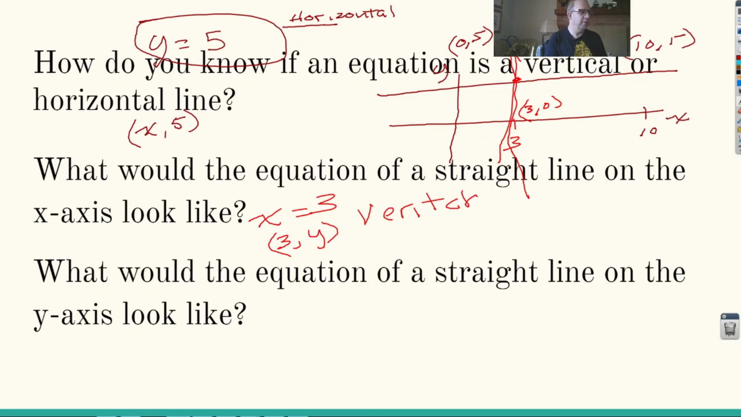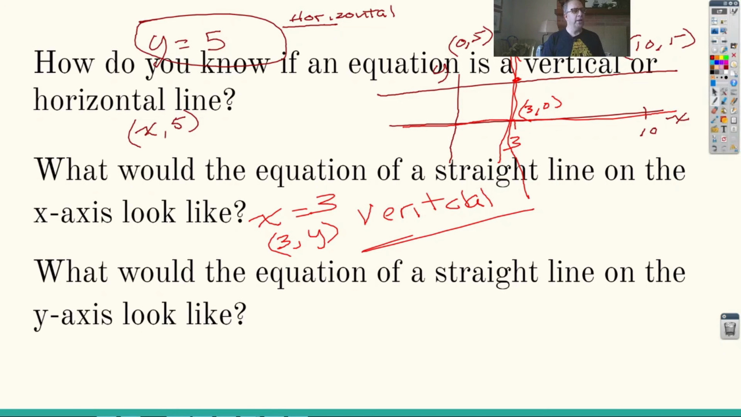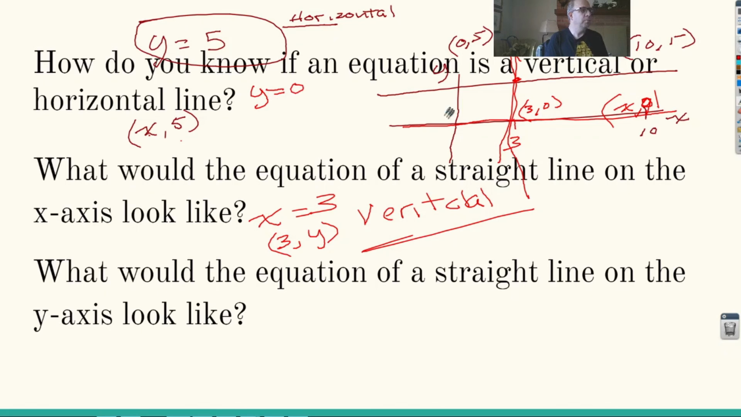Vertical line. Okay. So what would an equation of a straight line on the x-axis look like? The x-axis is here. That means x could be any number, and y is always 0. So x could be any number, y is 0. That would be y equals 0.